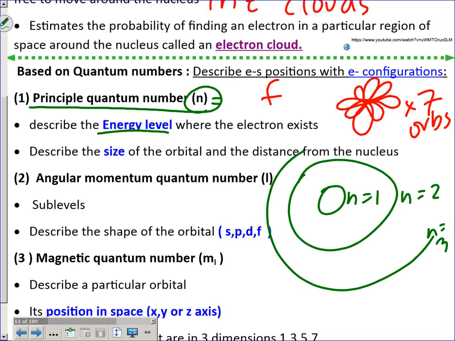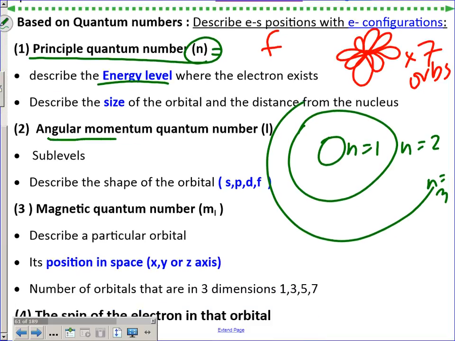Then you have the sublevels. It's called the angular momentum quantum number, but that's just the name of it. It tells you the shape of the orbital you're dealing with: S, P, D, or F. We know about those now, but it just gives us a description of what we're talking about.